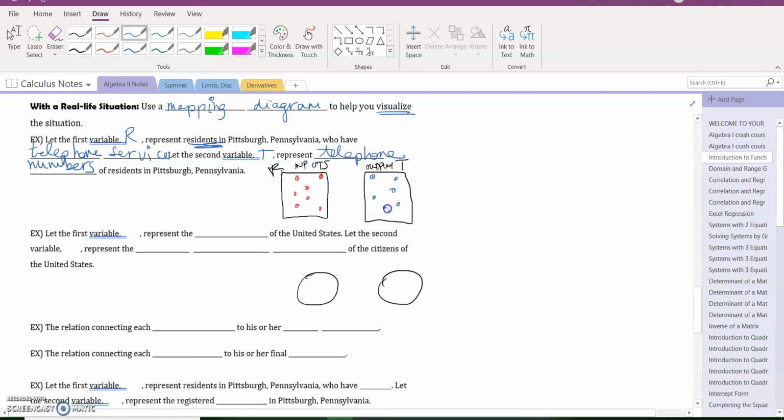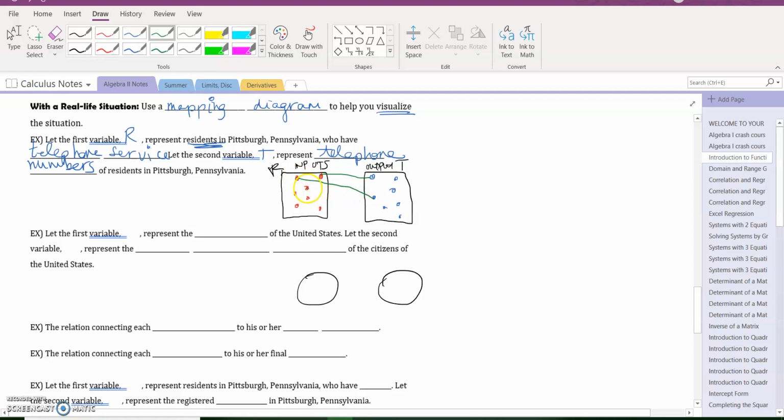So just throw some dots in here, it doesn't matter where you put them. And what you want to think is, if I have a random input here, so these are residents, does every resident have a telephone number? And does every resident have only one telephone number? Because remember, to be a function, every input can only go to one output.